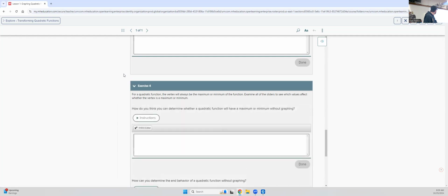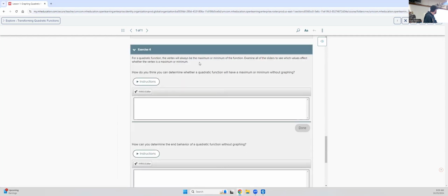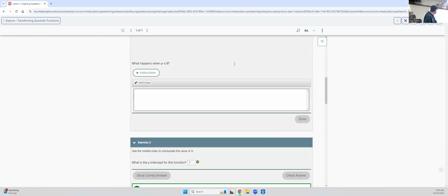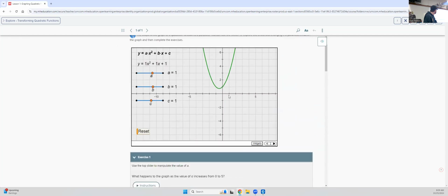Exercise 4, for a quadratic function, the vertex will always be, oh, here we go, vertex. The vertex will always be the maximum or the minimum of the function. In this case right here, is the vertex right there at the top or the bottom? It's at the bottom, so it's a minimum. What type of number is a here, positive or negative?